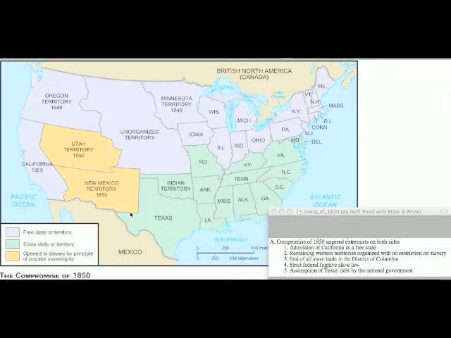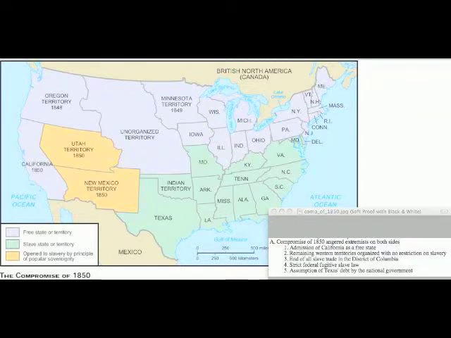Slave trade was ended; internal and international slave trade in the District of Columbia was now illegal. A strict federal fugitive slave law was passed. This means that if a slave from Mississippi escaped into a state such as Illinois, which banned slavery, federal fugitive slave law required citizens of Illinois to capture that slave and return it to its owners. This was deeply offensive to anti-slavery states. And finally, Texas's debt was assumed by the national government.